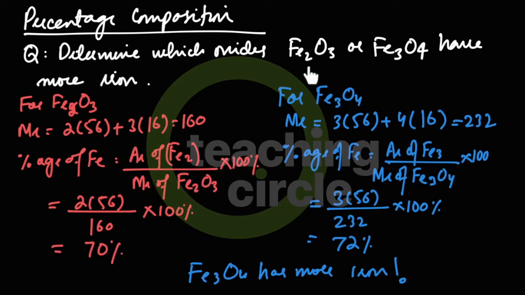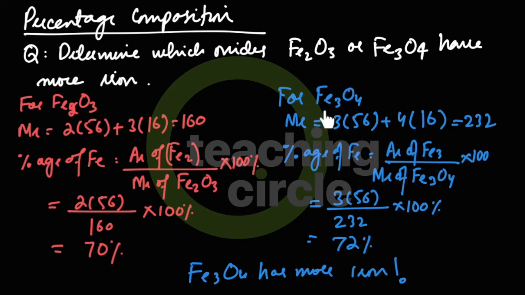by 100. So in case of Fe2O3, first we start with calculating the MR. We have 2 iron atoms, so 56 into 2, and then we have 3 oxygen atoms, so 3 into 16, and the total will be 160. For the percentage, we have 2 iron atoms, so we write 2 into 56. The total molecular mass is 160, and we multiplied by 100, and we get 70%.